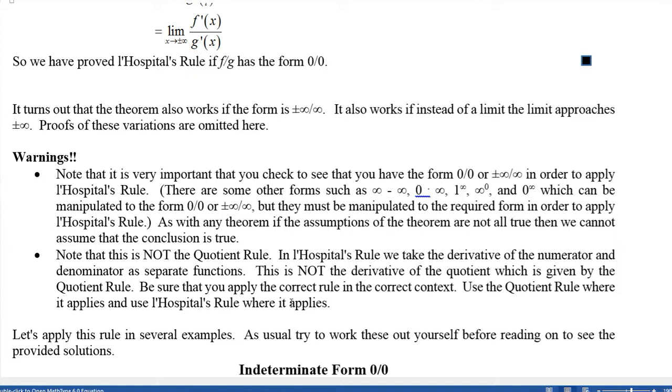They're different. So this gives us a nice little practical rule or technique for finding certain types of limits. In the next few videos, we'll look at several examples of using L'Hopital's rule.